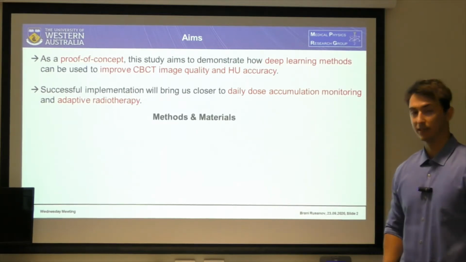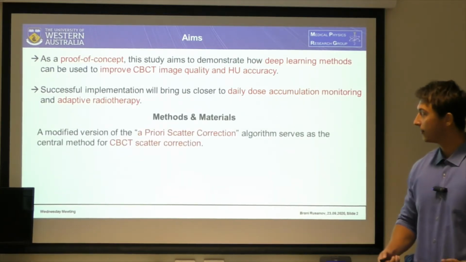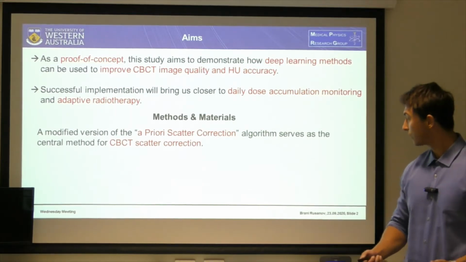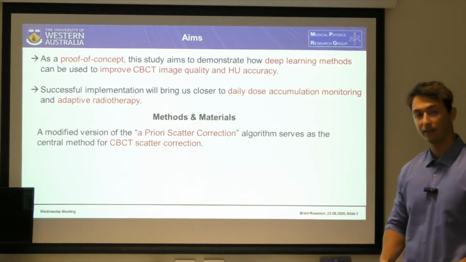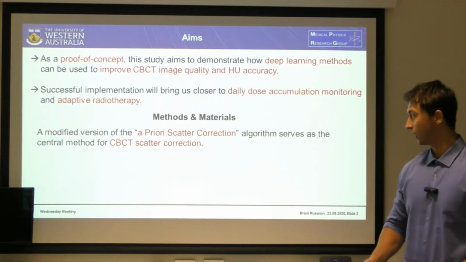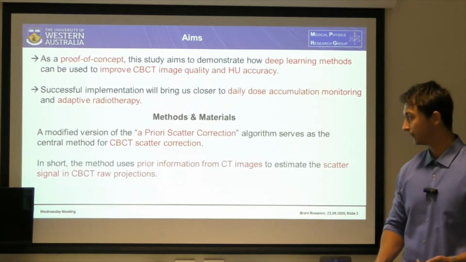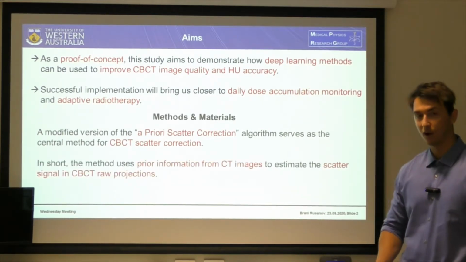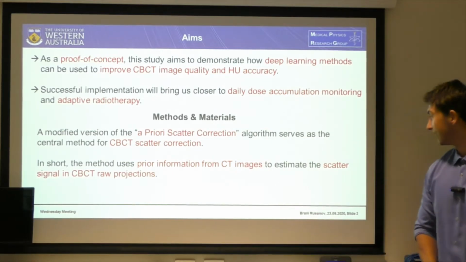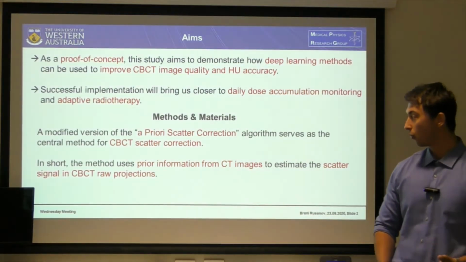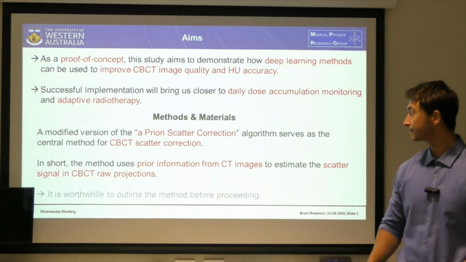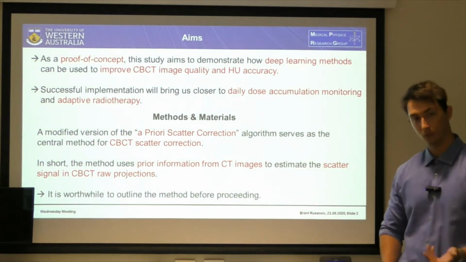So what are the methods and materials? I used a modified version of the a priori scatter correction algorithm to serve as the central method for cone beam CT scatter correction, and this method is taken from the literature. In short, the method uses prior information from CT images to estimate the scatter signal in the raw cone beam projections. And I think it's worthwhile to outline the method before we proceed.